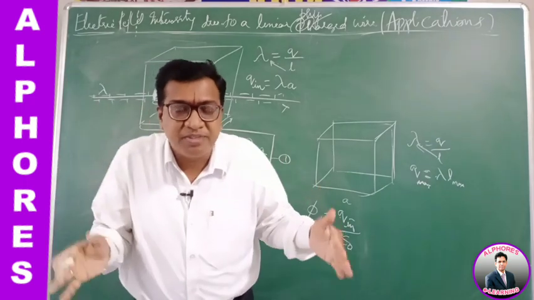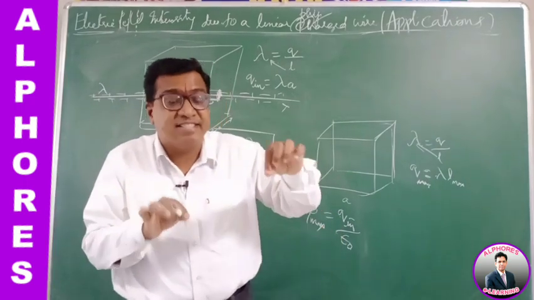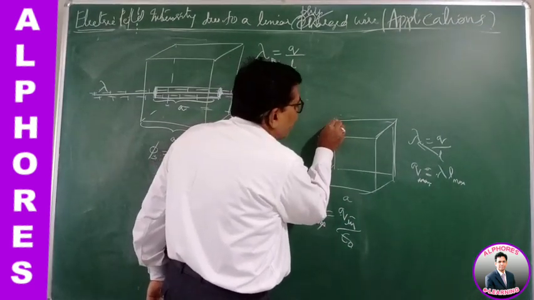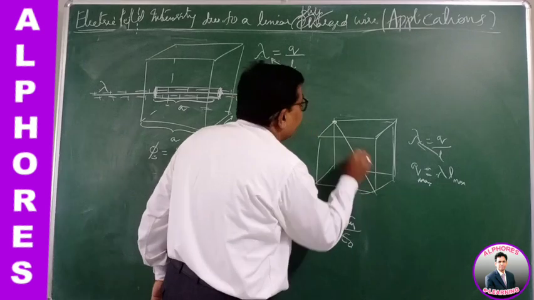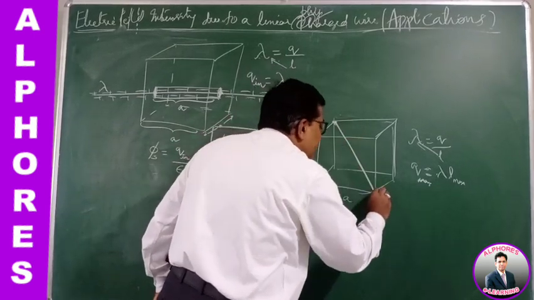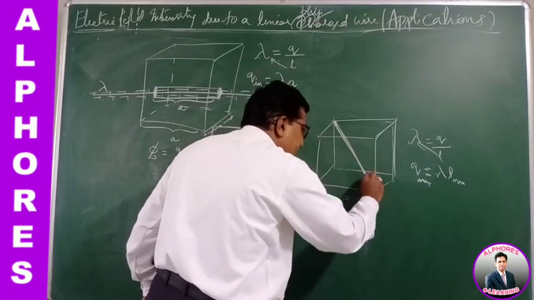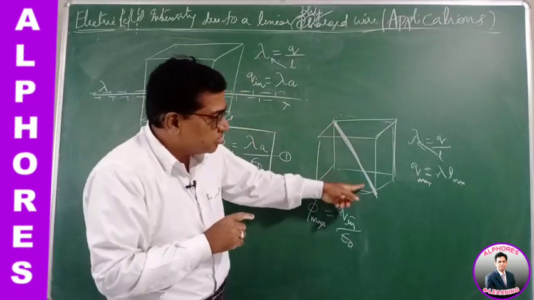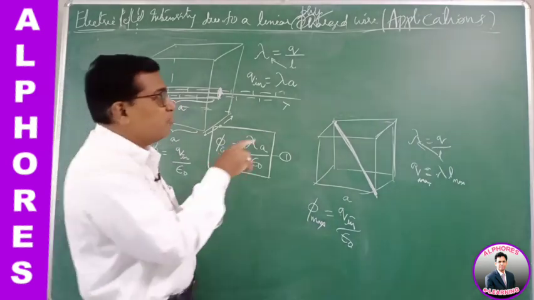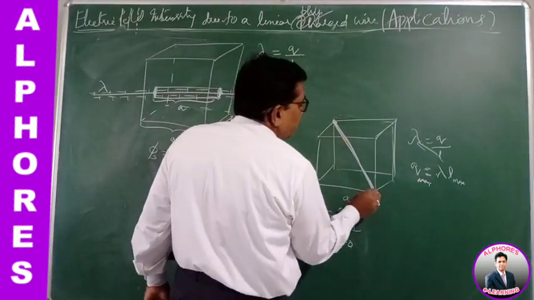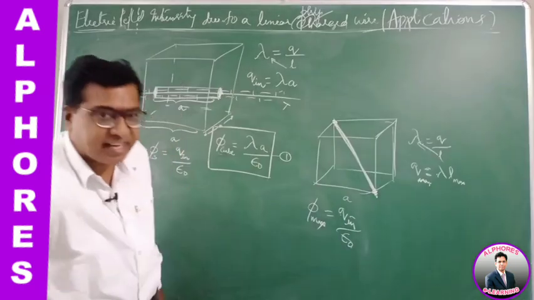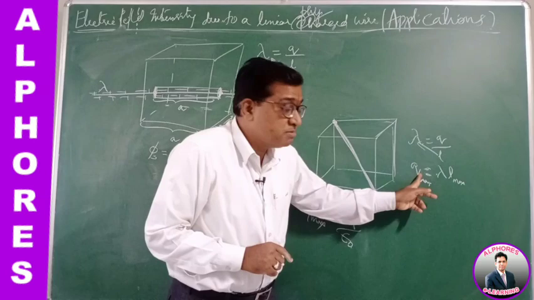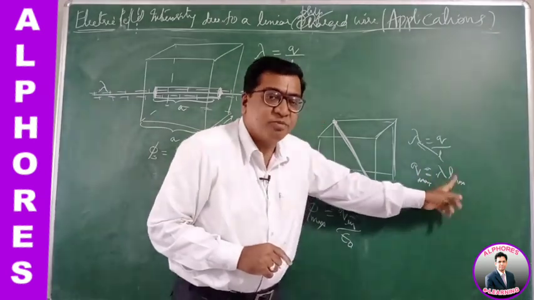Now in a cube, the maximum length of the conductor will exist if the conductor passes along a diagonal. If the conductor is made to pass from one corner to the opposite corner, along the diagonal, like this, then the charge associated with this cube will be maximum, because the length of the conductor inside the cube is maximum.